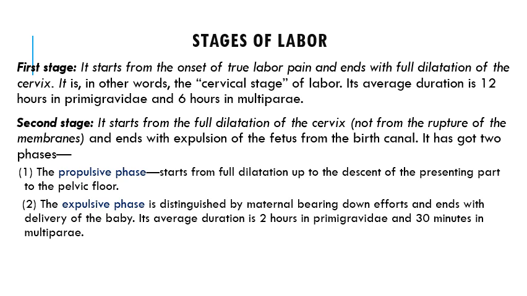Second stage: it starts from the full dilatation of the cervix and ends with the expulsion of the fetus from the birth canal. There are two phases in the second stage. One is the propulsive phase, that is, full dilatation of the cervix up to the descent of the presenting part to the pelvic floor. Next is the expulsive phase, which is distinguished by maternal bearing down efforts and ends with the delivery of the baby. Duration being 2 hours in primigravidae and 30 minutes in multiparae.